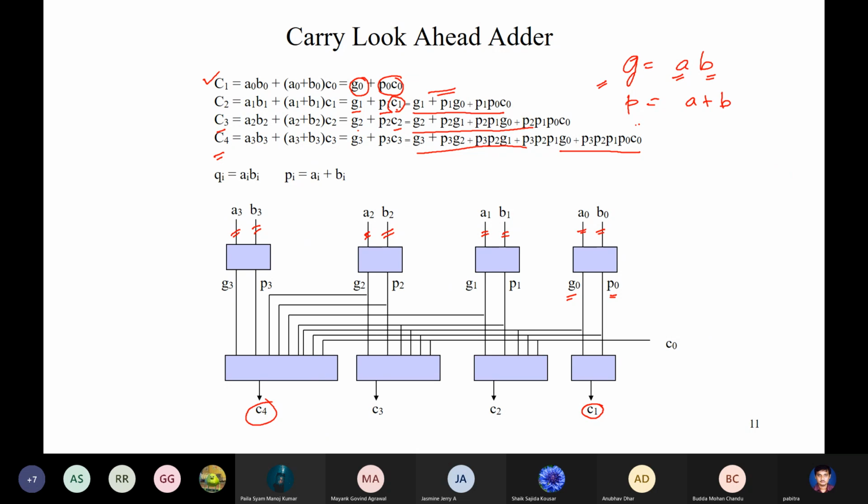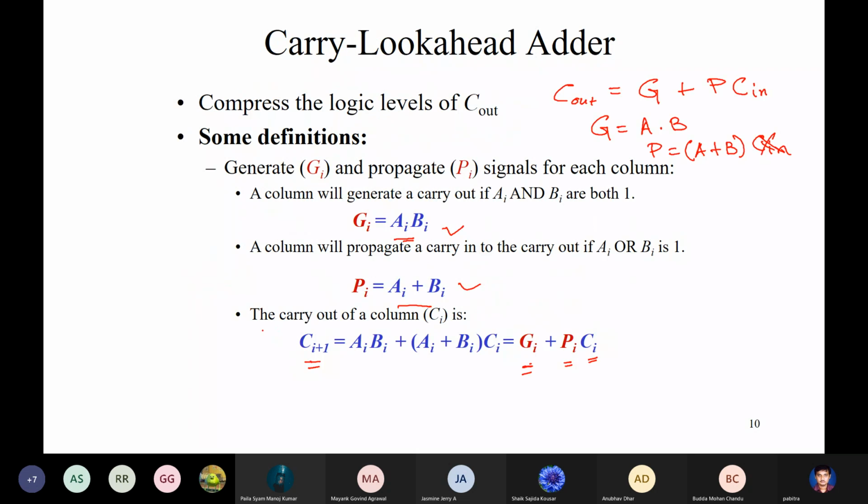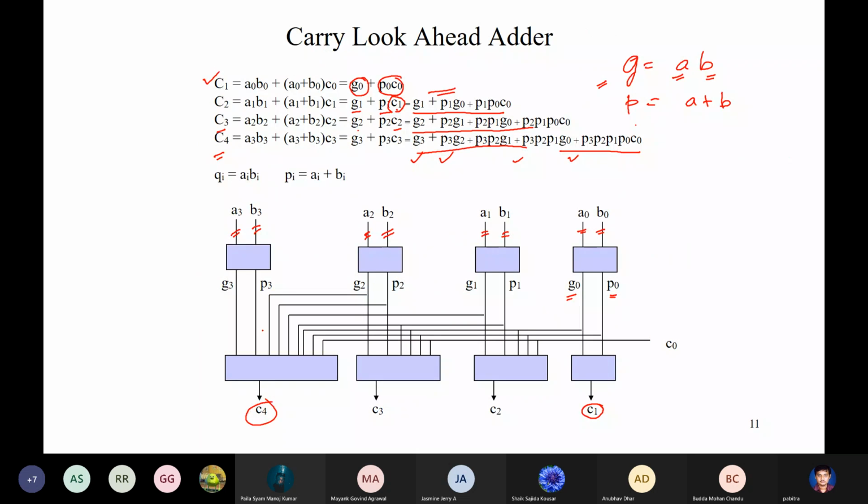So from the moment I know A and B, how much delay do I need? After how much delay do I know these terms? Note here in this ripple carry adder, I would get C out after I know C in and A0, B0, A1, B1. I have to wait for this delay. Here, once I know this AB and C0, how much do I have to wait to know C4?